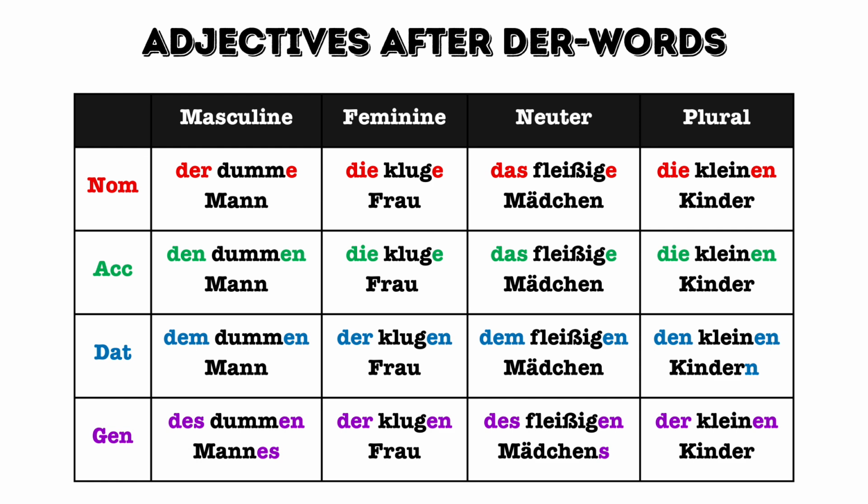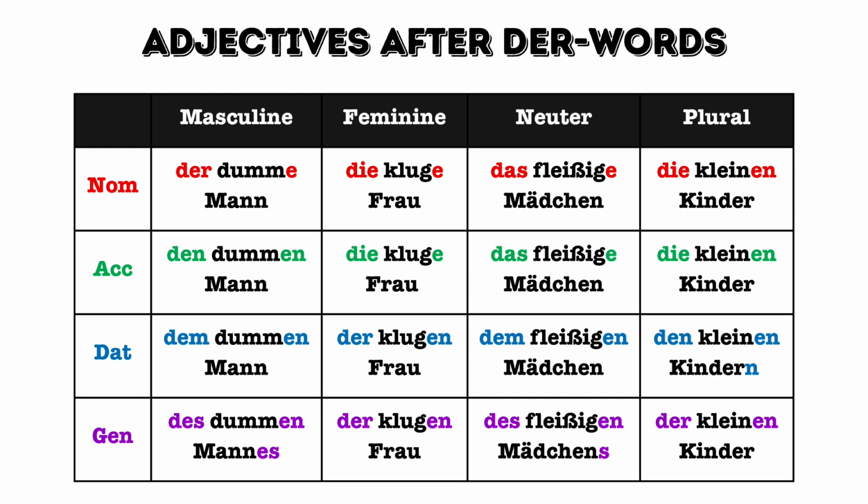In the nominative case, most of the things have an e at the end of them, so we have der dumme Mann, die kluge Frau, das fleißige Mädchen. All 3 of those have the adjective ending with the e at the end. Der dumme Mann, die kluge Frau, das fleißige Mädchen. The only exception is in the plural form where we have die kleinen Kinder. This one has an en at the end of it, which, if you look down the rest of the list, all of the plurals have an en at the end.